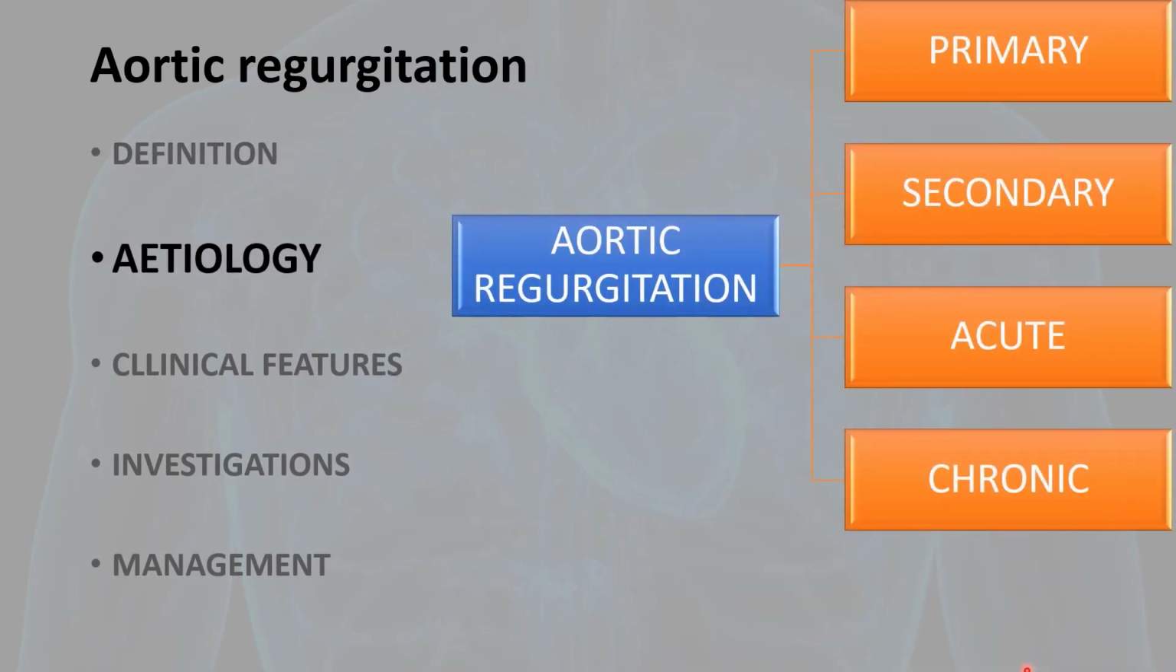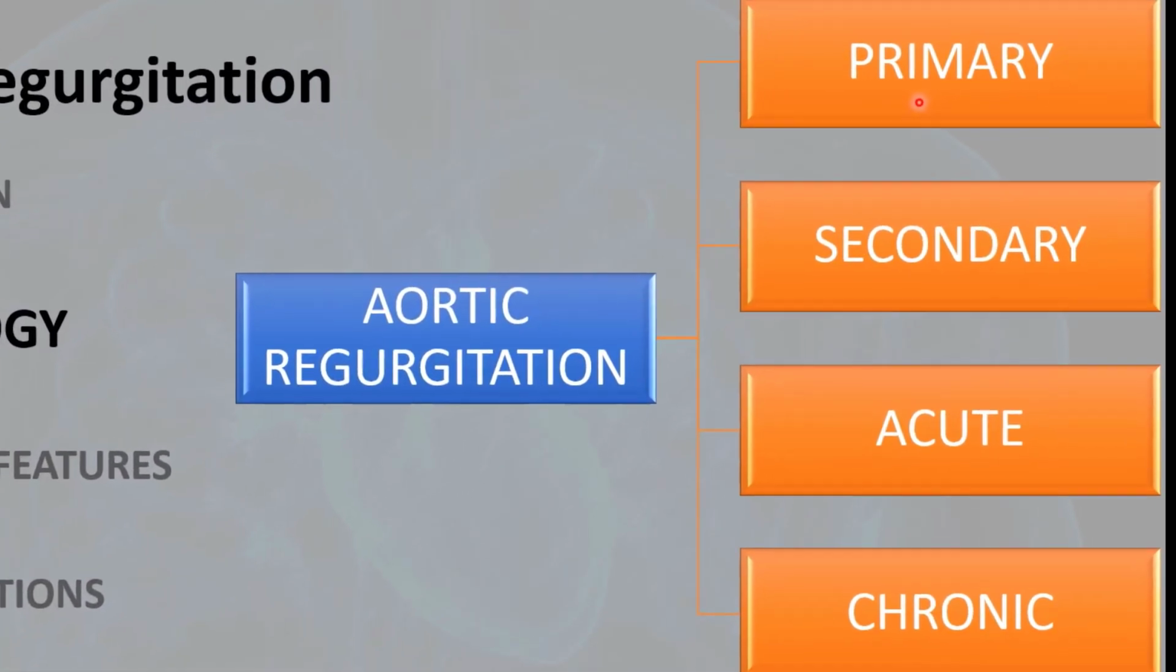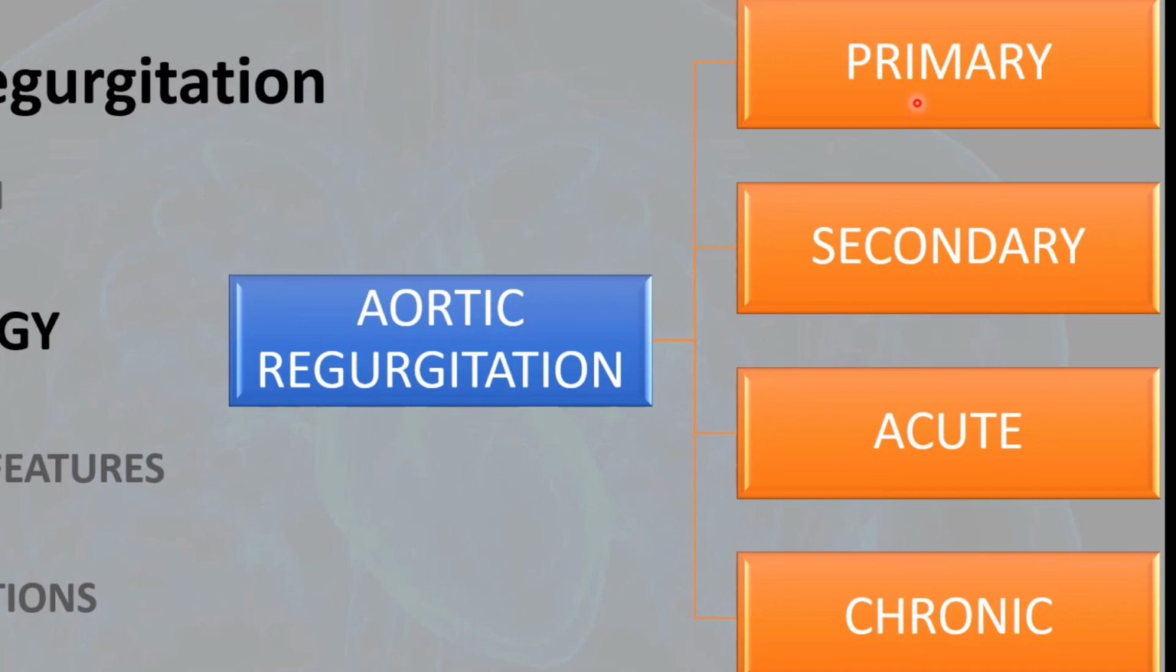Primary aortic regurgitation is due to disease of the aortic valve leaflets. In developing countries, rheumatic heart disease is the most common primary cause of aortic regurgitation, whereas congenital bicuspid aortic valve accounts for most of the cases in developed countries. Secondary aortic regurgitation is due to aortic root dilatation. Causes include endocarditis, Marfan syndrome, some connective tissue diseases, and aortitis.